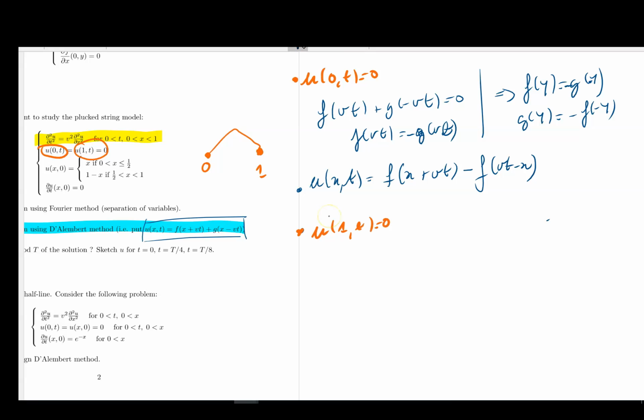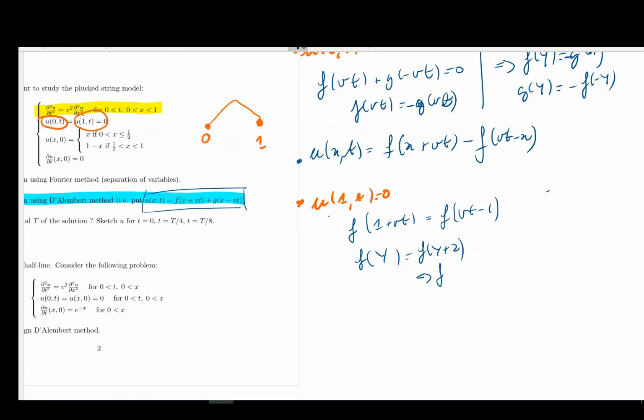Okay, so about that second boundary condition, u of 1, t is equal to 0, what does it imply? It implies that f of 1 plus vt is equal to f of vt minus 1, whatever the t. So that just tells me that f of y is equal to f of y plus 2, whatever the y we have. Okay, so what does it imply? It implies just that f is 2-periodic.